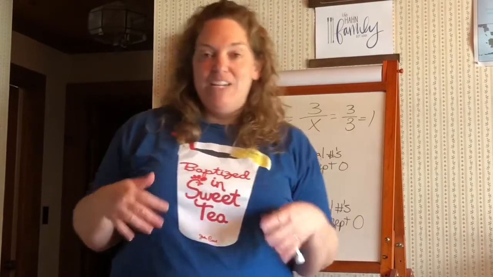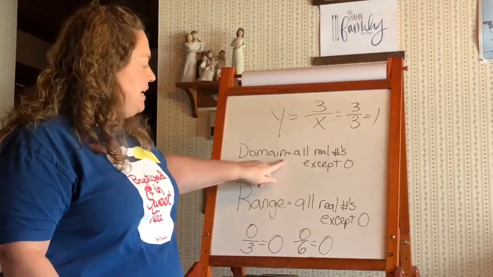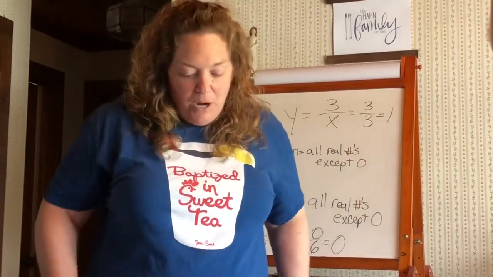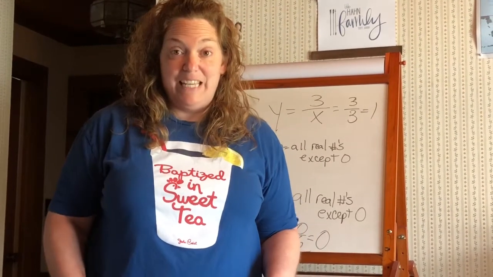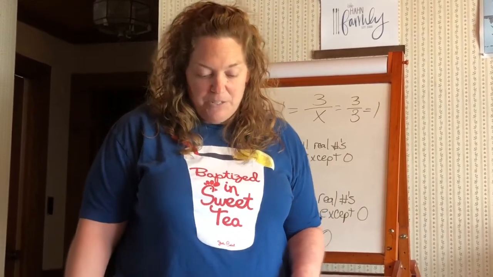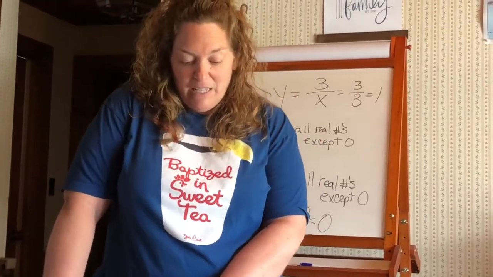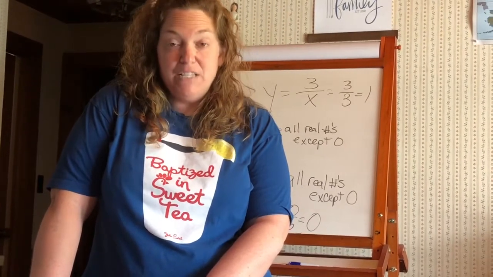So your range is looking at the dependent variable. Your domain is looking at the independent variable. So let's do some problems that are going to practice this. Let's look at letter D in your book on page 598. We have to find the domain and the range. You have y equals 8 over x minus 3.